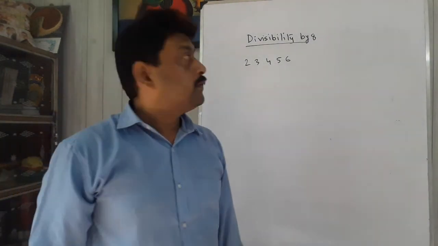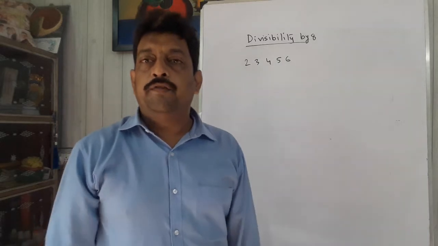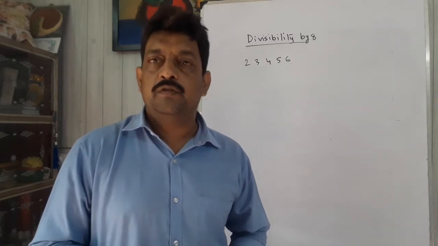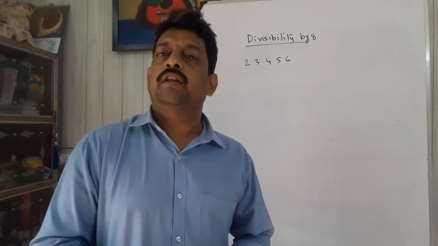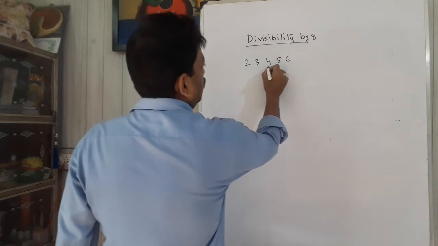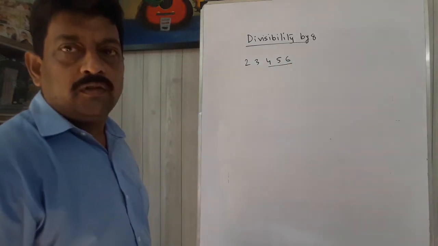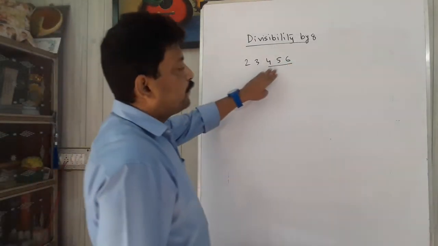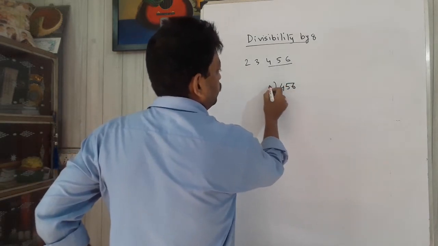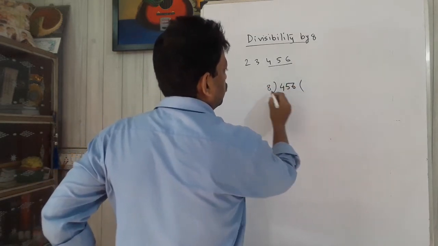The rule says if the number formed by the last 3 digits is divisible by 8, then the given number is also divisible by 8. So here the number formed by the last 3 digits is 4, 5, 6. Now let us check whether 4, 5, 6 is divisible by 8 or not.